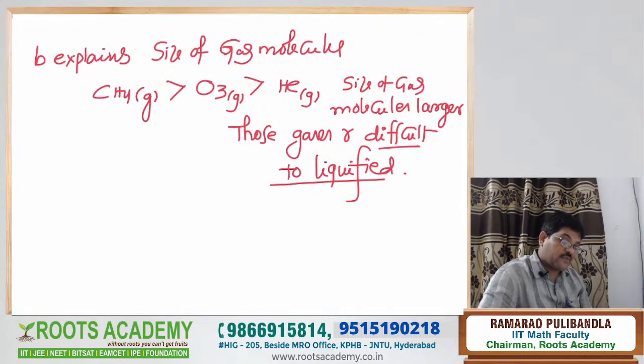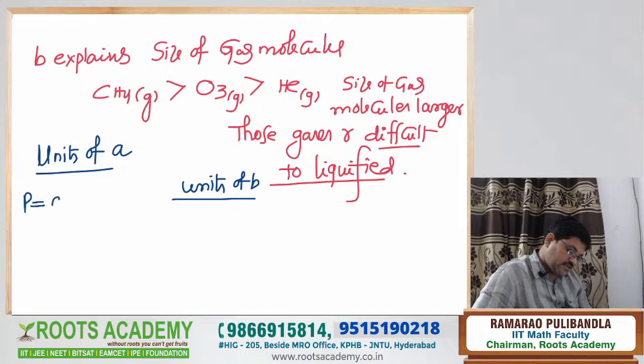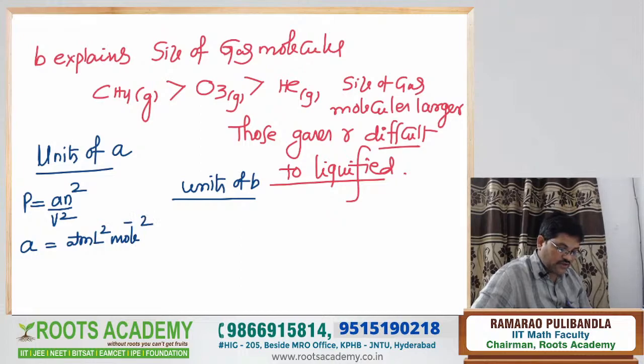Sometimes in the examination paper, the units of a and units of b may be given. That is also important, and it has been given as an IPE question. Regarding units of a and b: P = an²/V², so a equals pressure in atmosphere times volume squared per mole squared. Units of a are atm L² mol⁻².